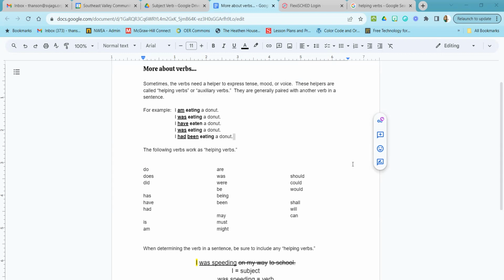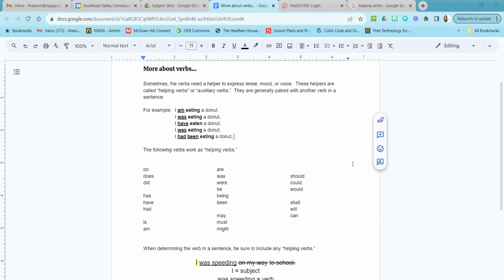I have eaten a donut. I had been eating a donut. These are all meant to help that word eat, eating, or eaten so that it makes sense with the tense, the mood, or the voice that I'm using.